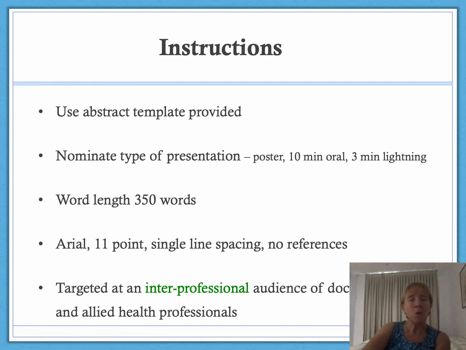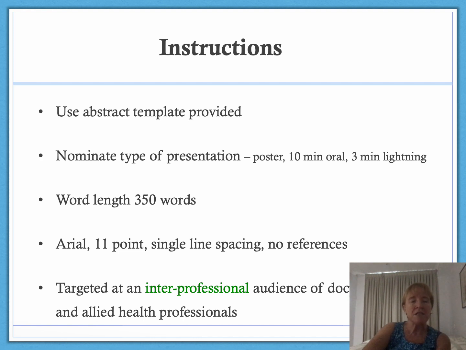So moving on from there, what are the instructions for an abstract? So first, use the abstract template provided. Then be sure to nominate your type of presentation. So you could have a poster, a 10-minute oral or 3-minute lightning. So have a look and make sure you nominate it. It doesn't mean that you'll get that type, but make sure you put in your preference.